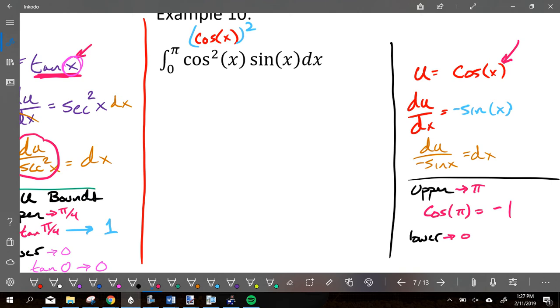My lower bound was 0, but now I'm going to do cosine of 0. I'm plugging it in there for x. Show me with your fingers what's your new lower bound going to be. Cosine of 0 is 1. So I'm doing some substitutions now. I'm going to plug in u. I'm going to plug in for dx. I'm going to plug in my upper and lower bound. Take a second, plug those in, see what you get.